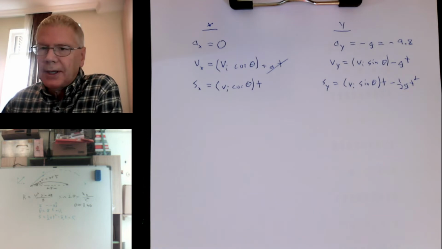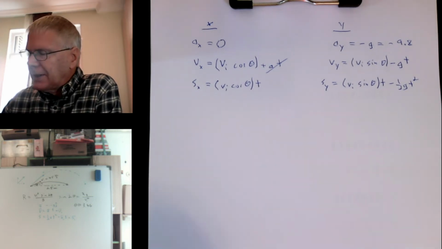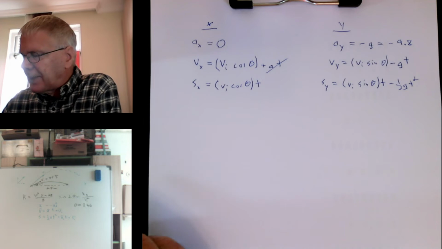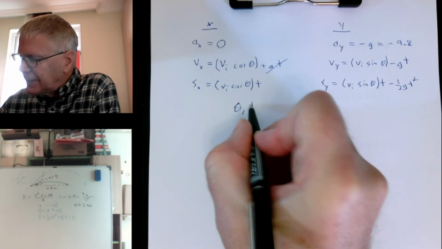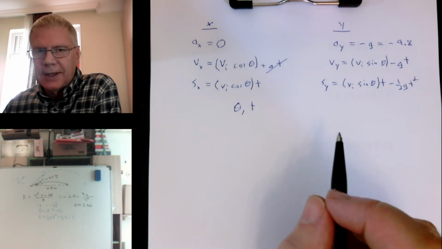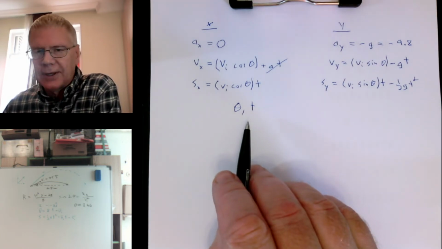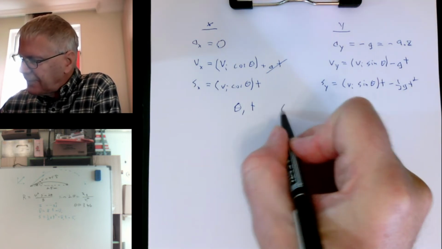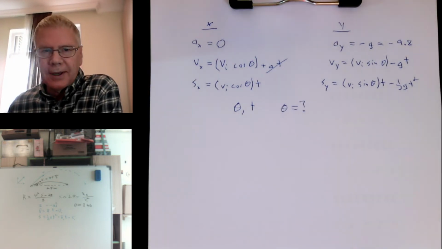Okay, so here are the equations that I can use to solve this problem. I have my x equations and I have my y equations. I have two things I don't know, which are theta and time, but I have a bunch of equations. So if I can find two independent equations, I can find two variables. And the one I want to find is theta. I want to know what angle he fired this at.